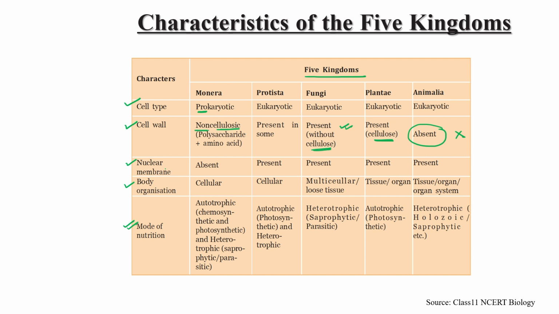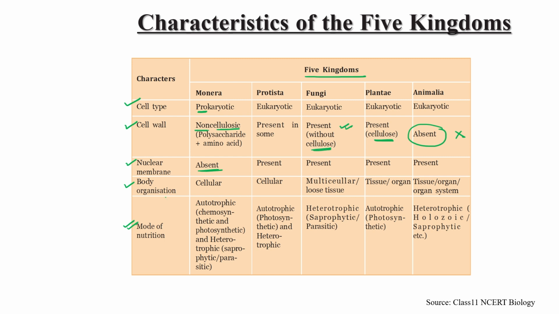The third character taken into consideration is the nuclear membrane. Monera has all cells of the prokaryotic type, meaning a primitive type of nucleus, so obviously they do not have a nuclear membrane. So the nuclear membrane is absent in Monera, while all the others have an intact nucleus, meaning the nuclear membrane is present.